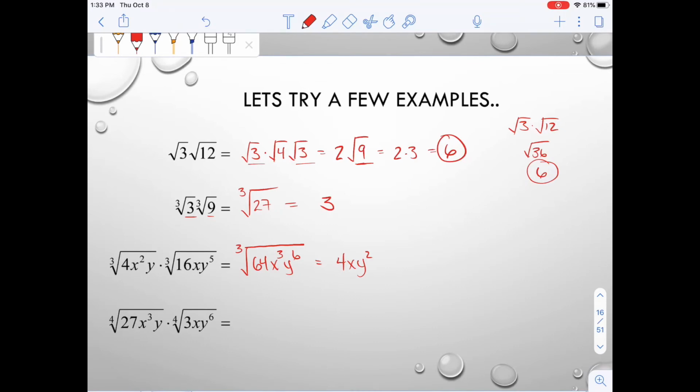Again, if I look at that last example, I have 4th root of 27x cubed y and 4th root of 3x y to the 6th. I'm going to multiply them together because I don't have any perfect fourth factors here. 27 times 3 is going to give me 81. X to the 4th, y to the 7th. 81 is a perfect fourth. The 4th root of 81 is 3. 4 goes into 4 one time. 4 goes into 7 one time, with a remainder of 3.